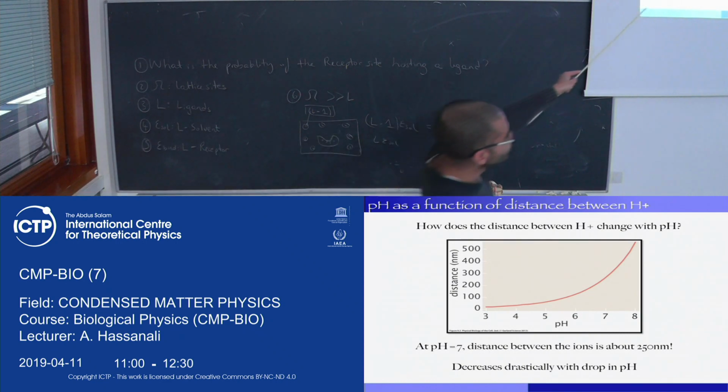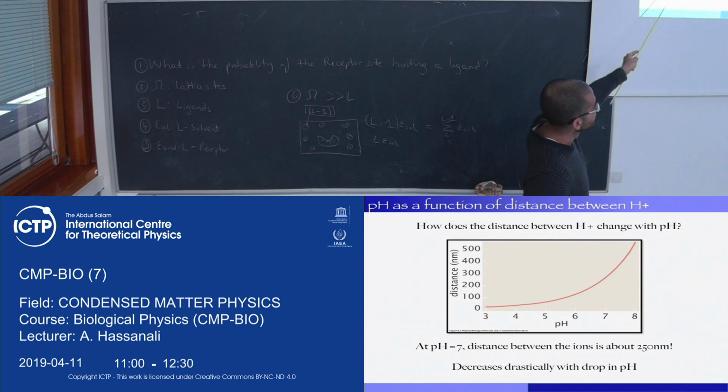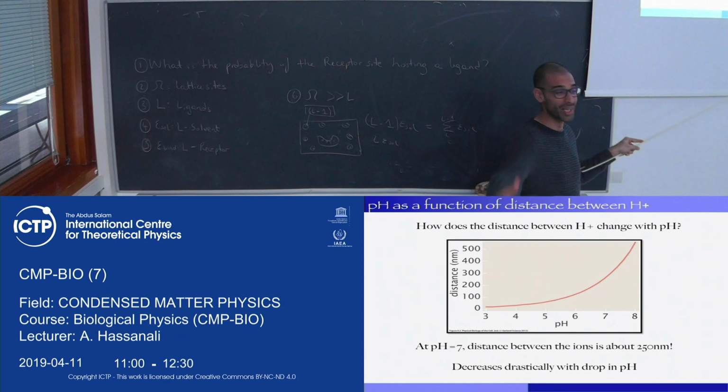When you go to very low pH, that's when the distances become small. So you'd have to go to pH 1 so that the distance between the protons comes to a length scale relevant to the Bjerrum length, the Bjerrum length being about 7 to 10 angstroms.